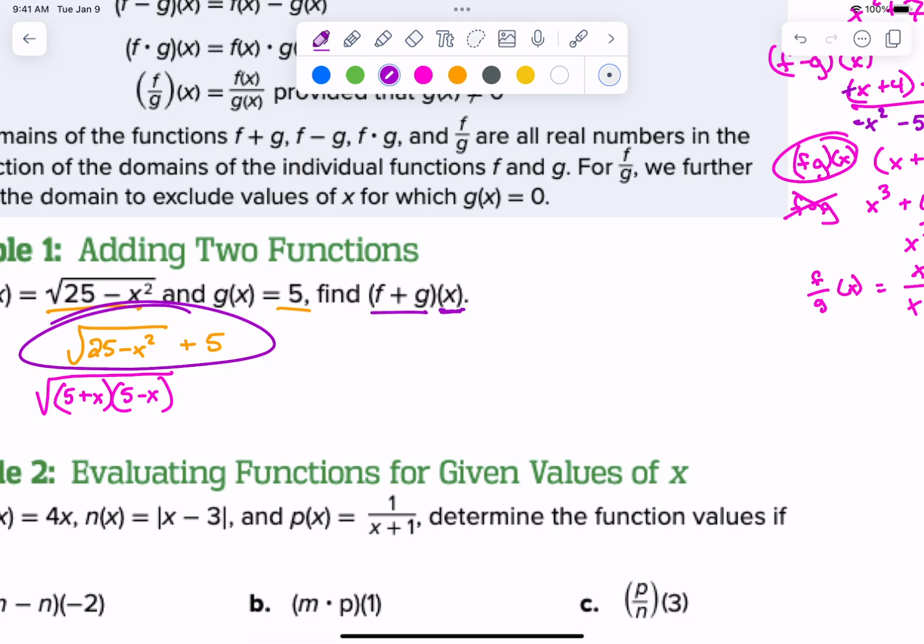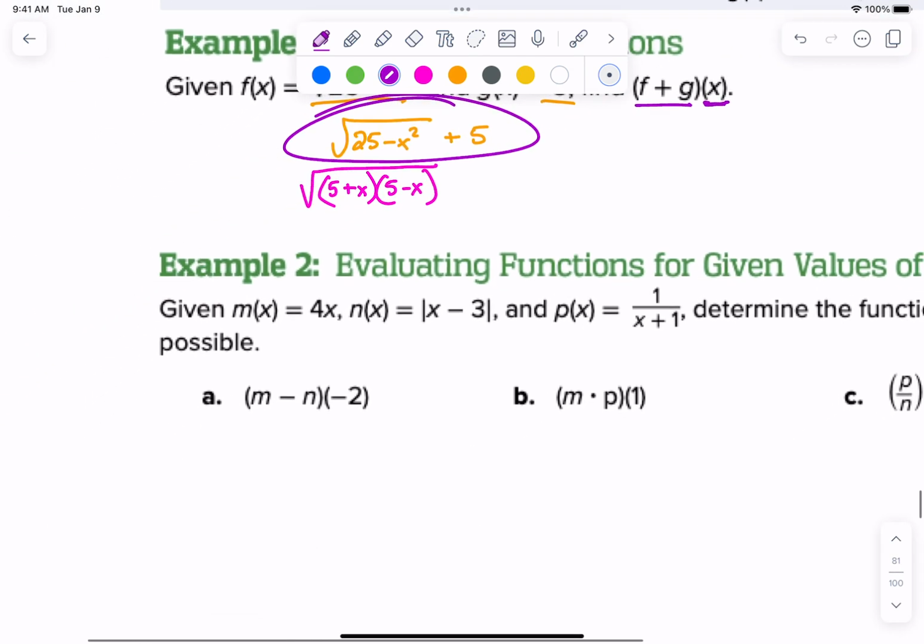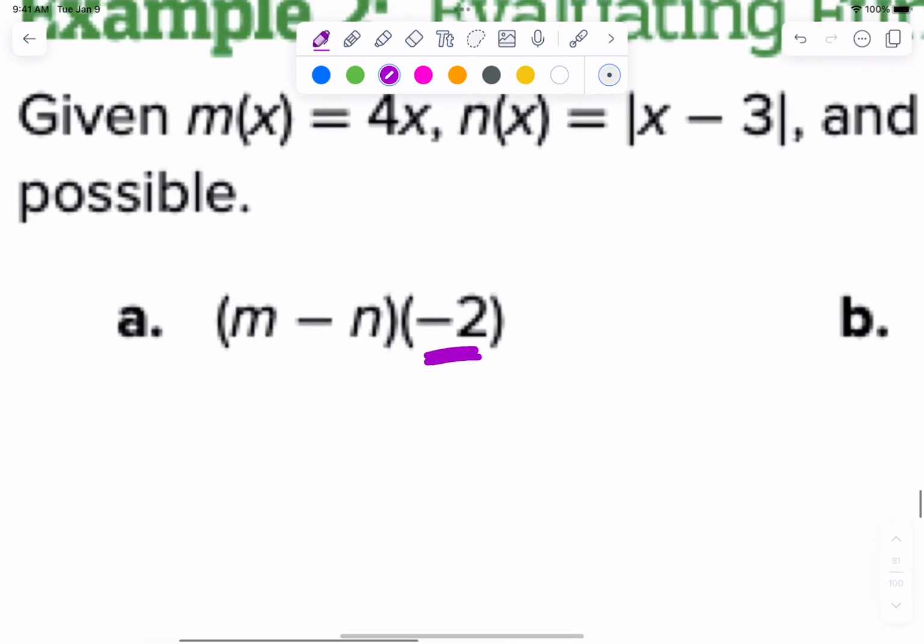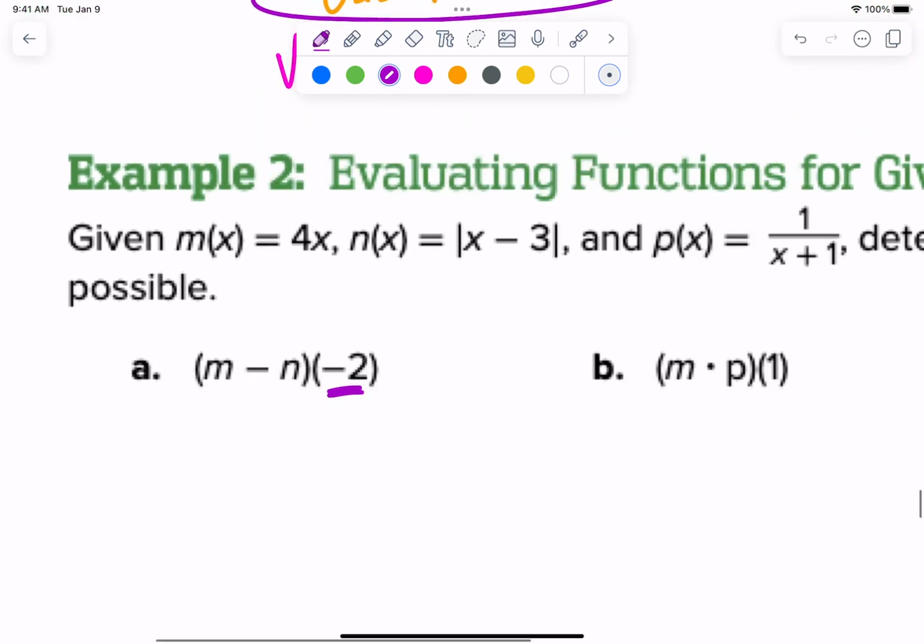So we were just leaving the function. Now they're saying m minus n of negative 2. So when everything's said and done, we plug in negative 2. I'm taking m and I'm minus n. So I take this guy minus this guy. That will look like 4x minus absolute value of x minus 3.